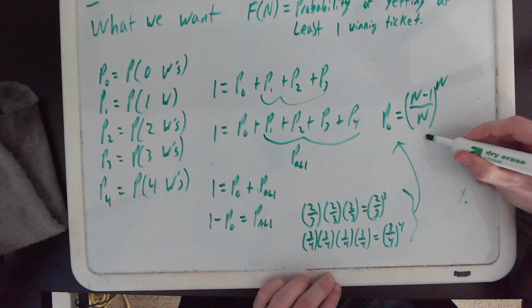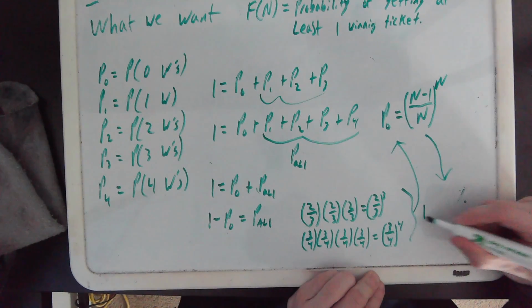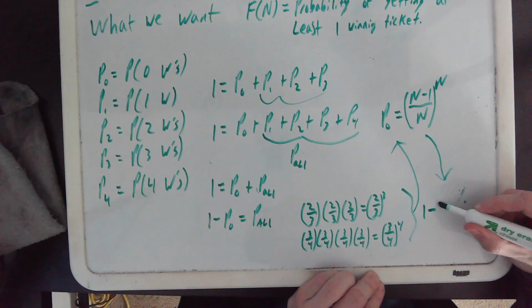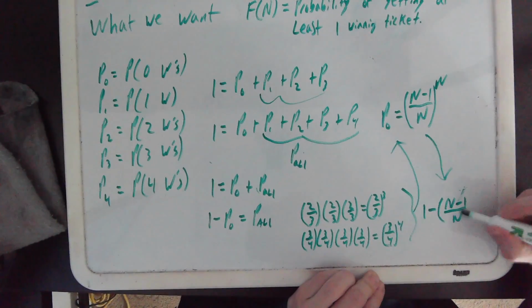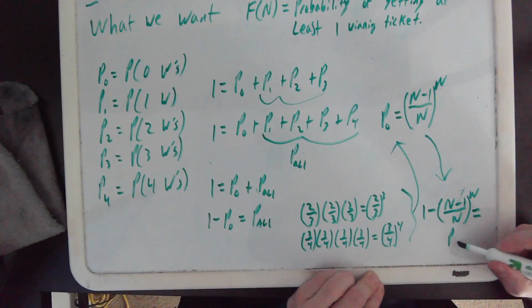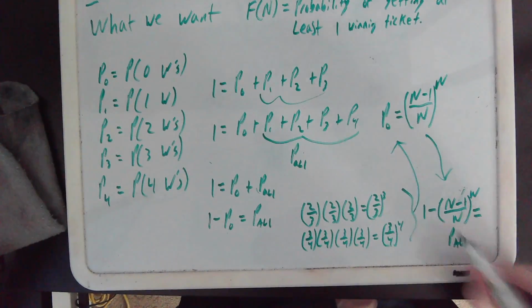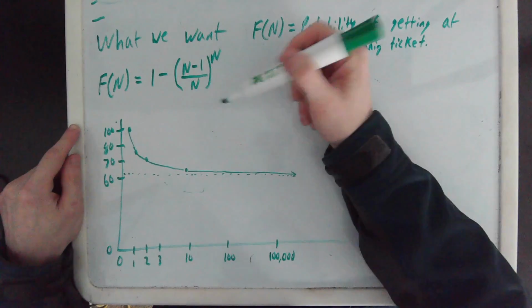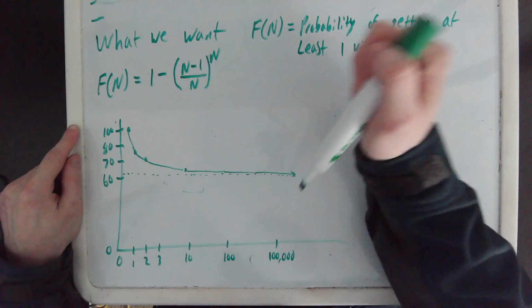So the final formula would be, let's see if I run out of room here, 1 minus ((n minus 1) over n) to the n. This equals the probability of getting at least one winning ticket for any value of n. Now that we have a nice formula, the next natural thing to do is just plot the values of f of n for different values of n.